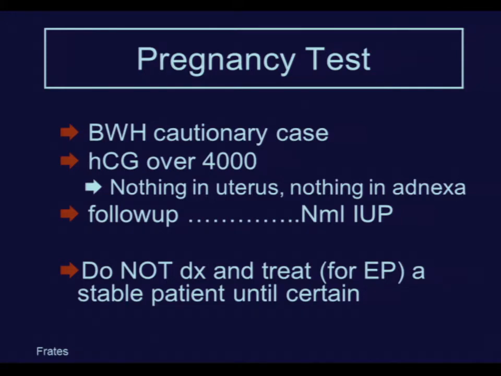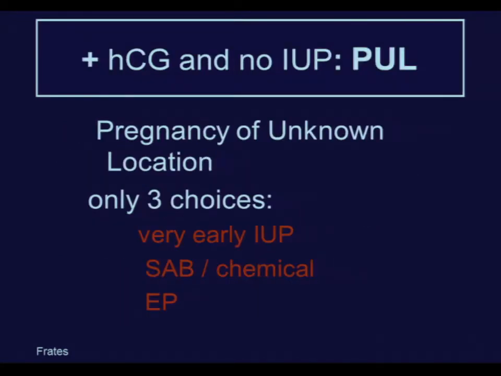So the important point to remember here is, please do not diagnose or treat for an ectopic pregnancy if you're looking at a stable patient until you're 100% certain that the patient has an ectopic and not an intrauterine pregnancy. So what do we do with that patient with a positive pregnancy test and nothing in the uterus? This is what we term pregnancy of unknown location.